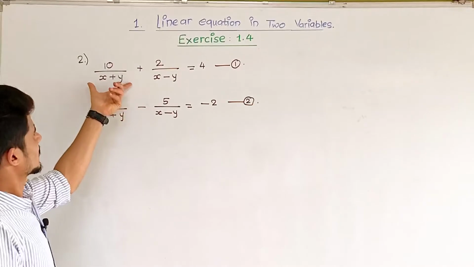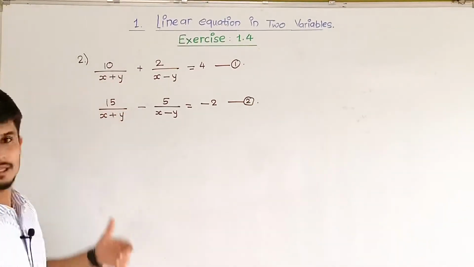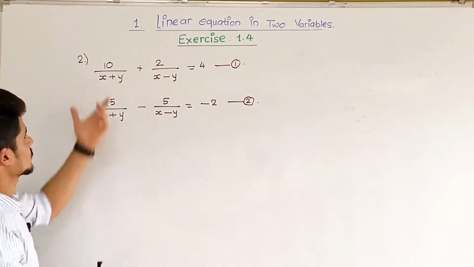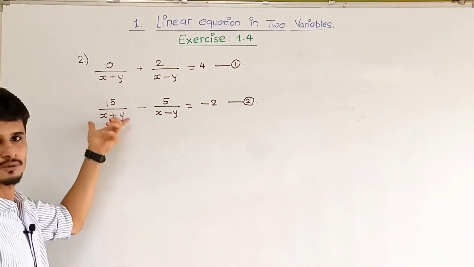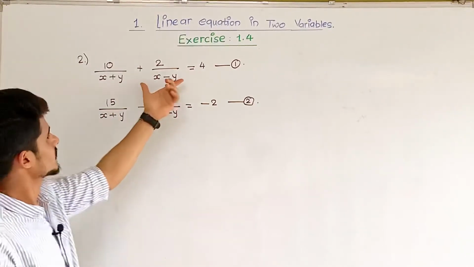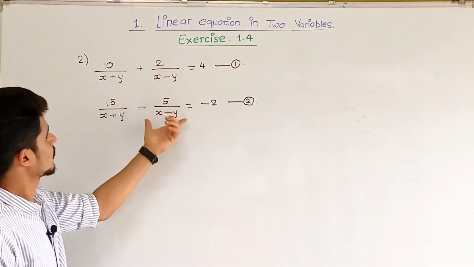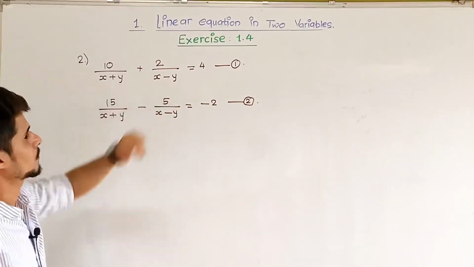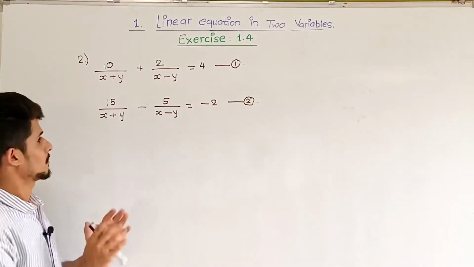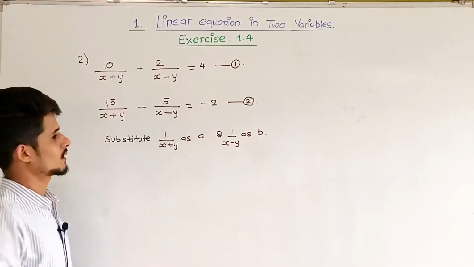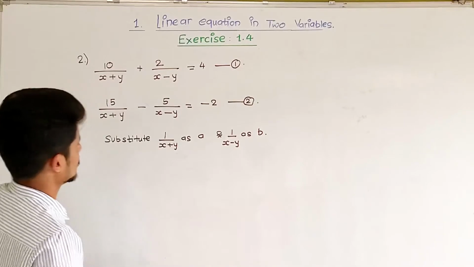So we just have to see what is common in the denominators, that is x plus y and x plus y. As you can see, both are common, so we'll substitute 1 upon x plus y as a. Similarly, here also x minus y and x minus y are common, so we'll substitute 1 upon x minus y as b.